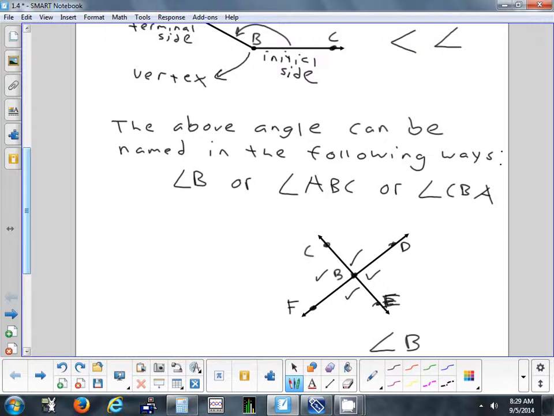Yep? So if it was 180 degrees on that diagram right there, how would you label that? Would it be FBD? Angle FBD is a 180-degree angle. Yep. Or you could also say angle DBF. Okay. And angle CBE is also 180 degrees. Any other questions? Okay.